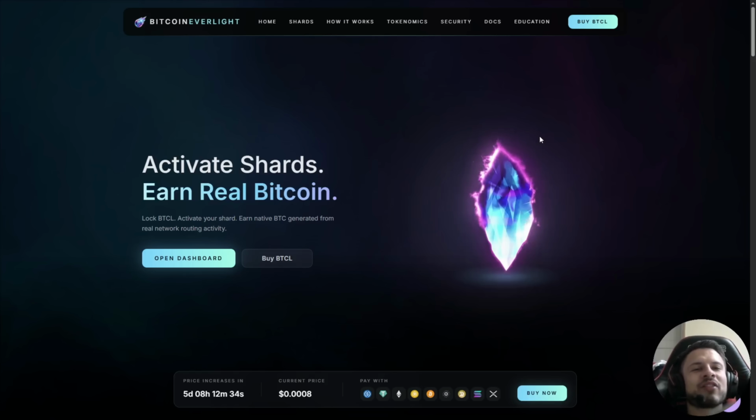What makes Bitcoin Everlight interesting is not just the presale. It's the architecture of participation. The project is trying to solve a real problem in crypto. Node infrastructure is powerful but too complicated for most users. Everlight Shards attempt to bridge that gap by keeping the technical backbone intact while simplifying the experience for the community.